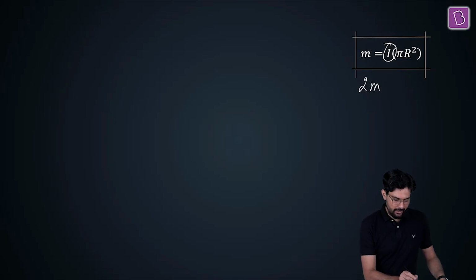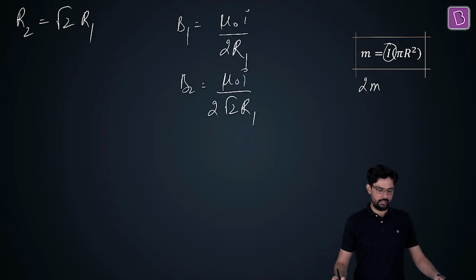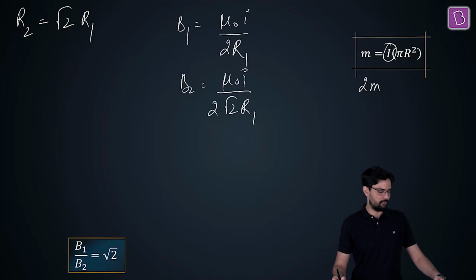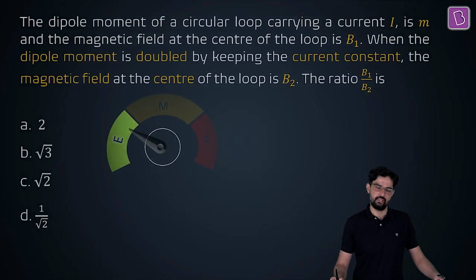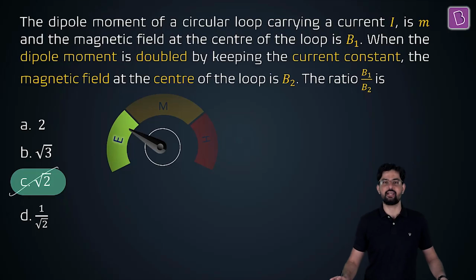So this means that R2 is root 2 into R1, and we know that the magnetic field at the center is going to be mu naught I divided by 2R. So B1 is mu naught I by 2R1, and B2 is mu naught I by 2 root 2 R1. Taking the ratio B1 is to B2, we get root 2. And that's it. So in this case, option C is the right answer.